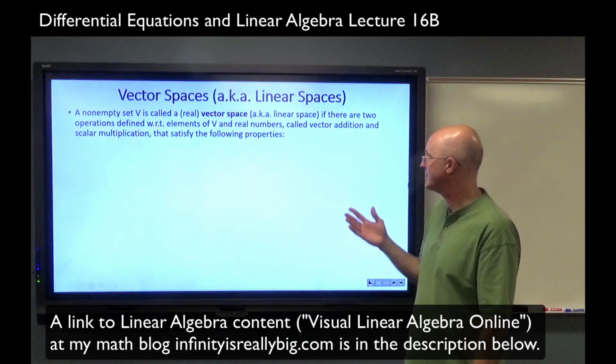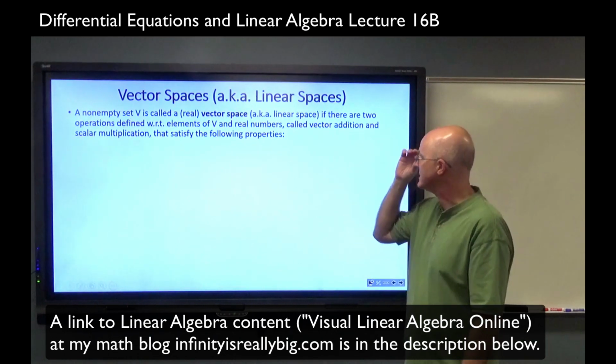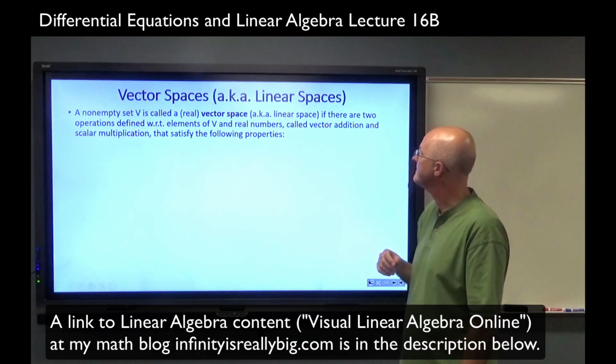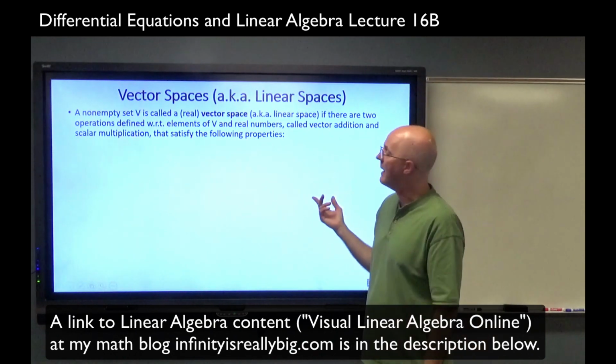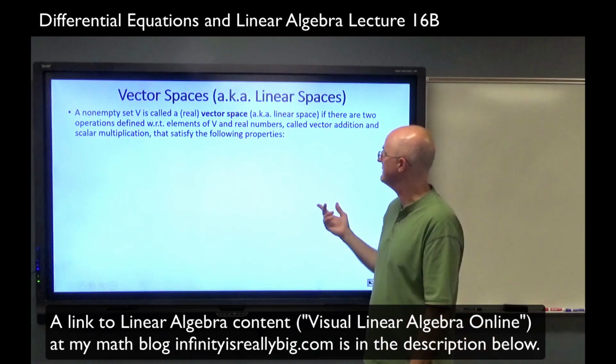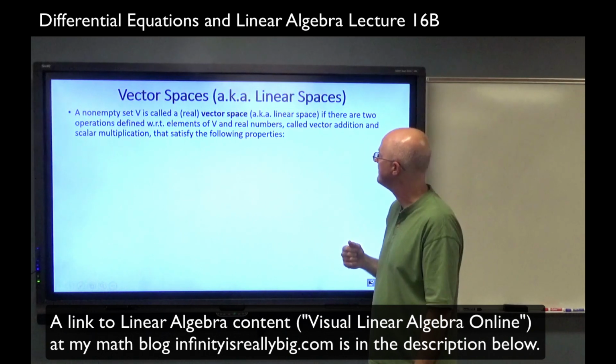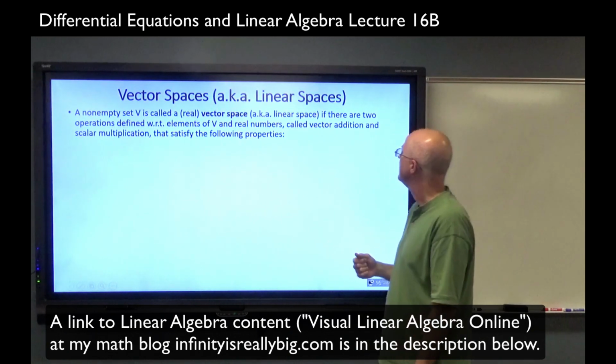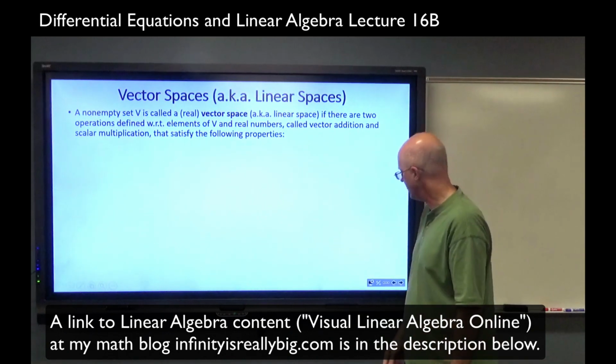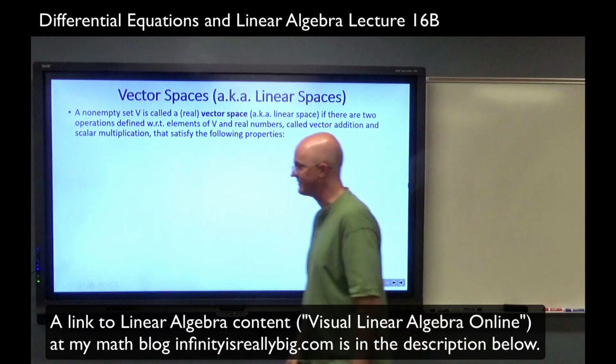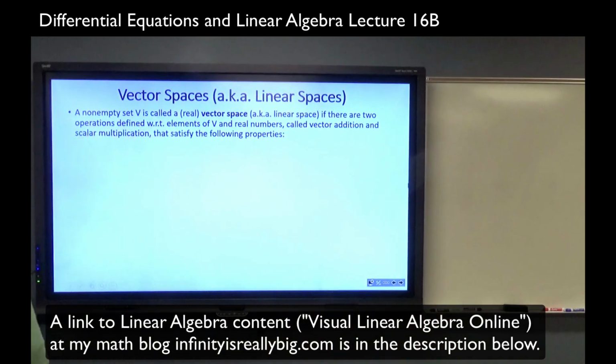A vector space, also called a linear space, is first of all a non-empty set V where there are two operations that are defined with respect to elements of this non-empty set V and real numbers. These two operations are called vector addition and scalar multiplication. Okay? Keep that in mind.